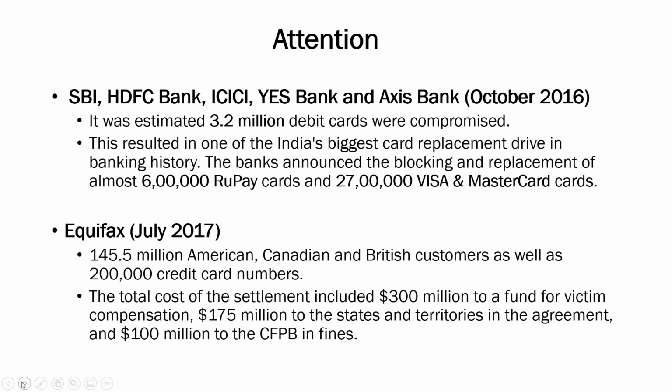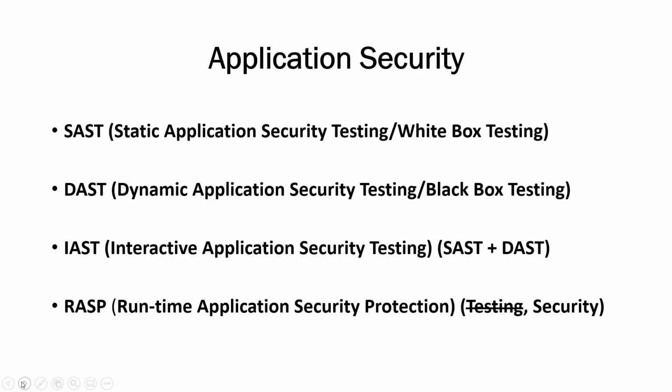145.5 million American, Canadian, and British customers' data and credit card numbers were stolen. The total cost of settlement included 300 million to a fund for victim compensation, 175 million to the states and territories in the agreement, and 100 million to the CFPB fines. So just imagine how costly a security bug is. So if you have security bugs in your system, please try and rectify them as soon as possible.